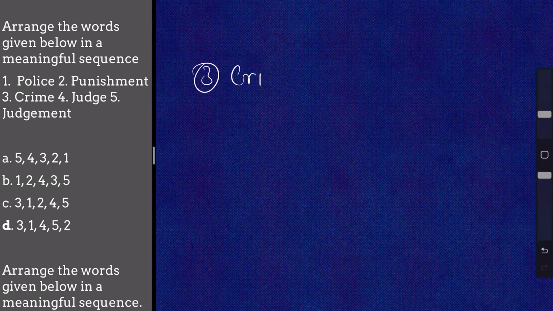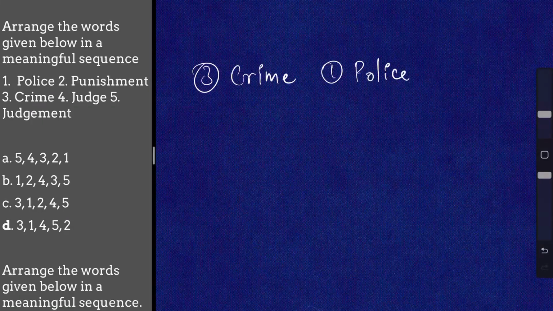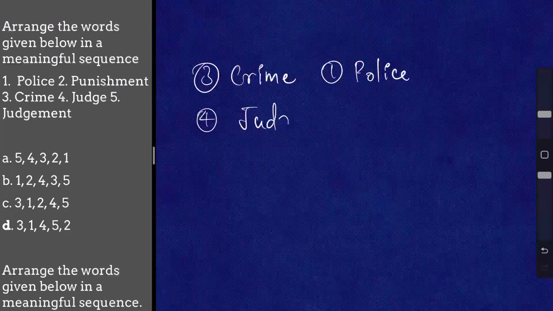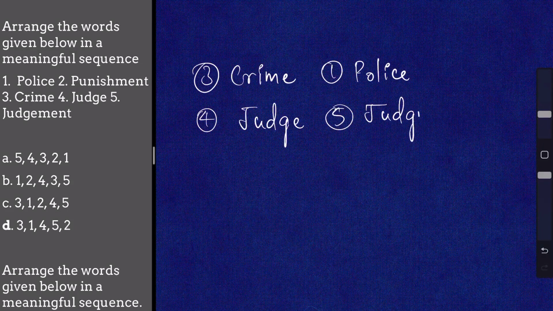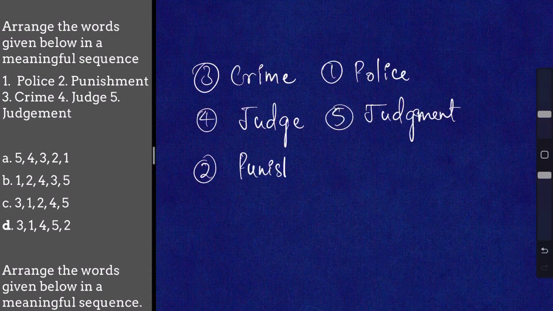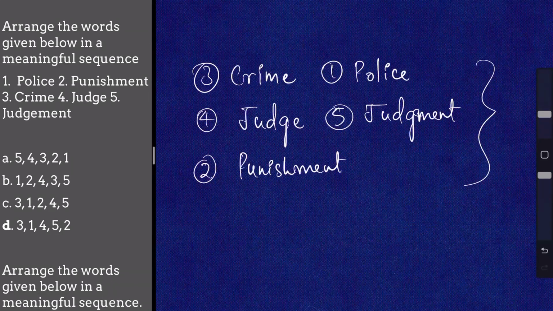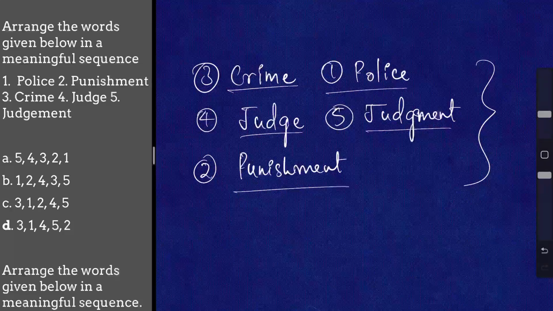So crime would be the first thing. After that, police will come into picture. Then there will be a judge who will give the judgment, and finally we will have punishment, which is 2. So this is the order which needs to be followed to create a meaningful sequence: crime, police, judge, judgment, and finally punishment. So 3, 1, 4, 5, 2.